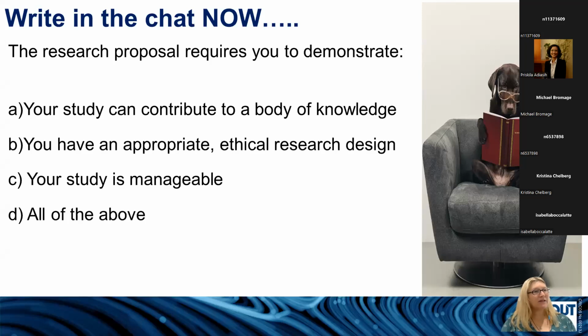Okay, pretty much everybody's putting D, all of the above. Yep, absolutely. So this is really three of the key things your proposal will always need: that you're contributing to a body of knowledge, that your research design is appropriate and ethical to investigate your research questions, and of course that your study is manageable in the time that you have.